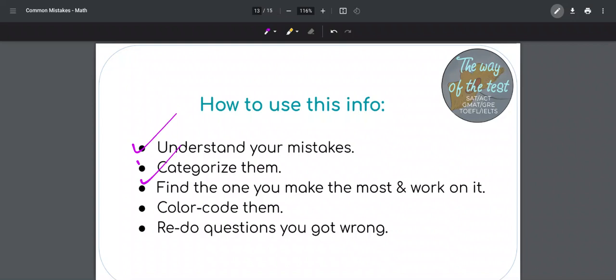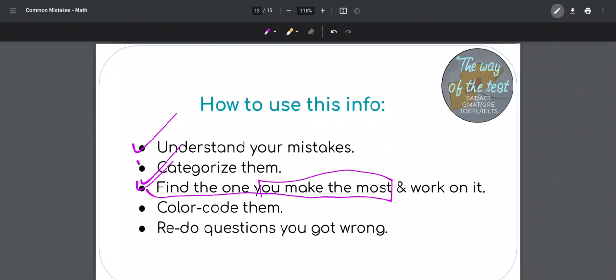Why do you want to put them into categories? Because you want to find if there's a pattern. You want to find whether there's one that you make the most so you can work on it. So if you typically copy the wrong sign, or if you typically use too much time for a question, you want to work on that very specific thing.